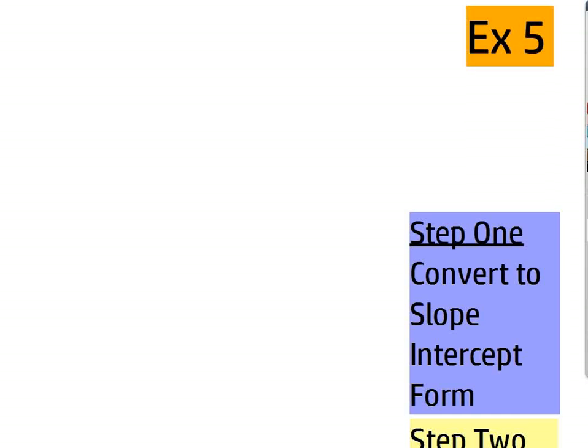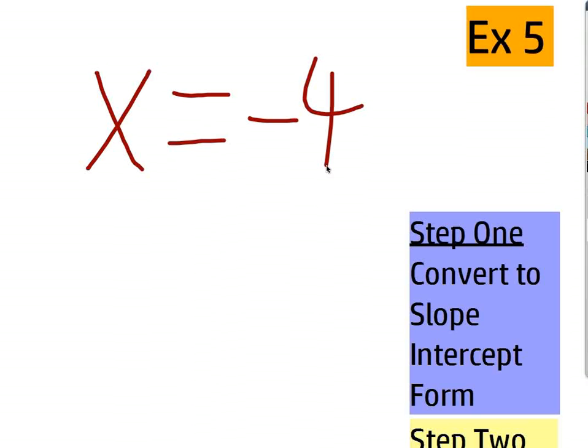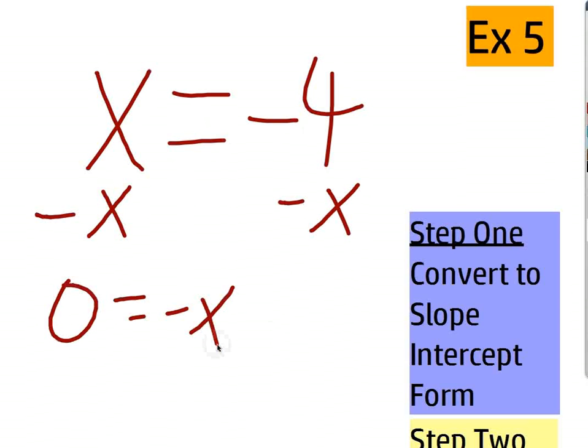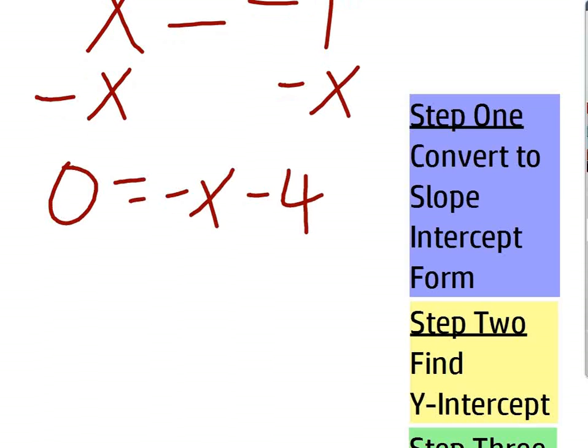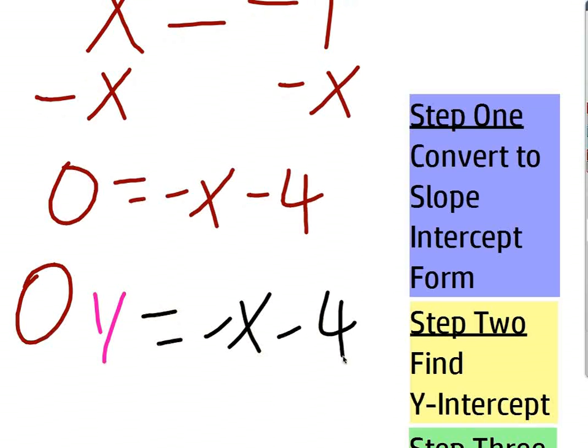What if you just have to graph the line x equals -4? How do you convert that to slope-intercept form? Can anybody tell me? You really can't, right? Well, one thing you could do is subtract x. This is going to look a little weird. Then you'd have 0 equals -x minus 4. The problem is there's no y, so technically it would be 0y equals -x minus 4. Okay? Even though it looks like the slope might be -1, there is no y.